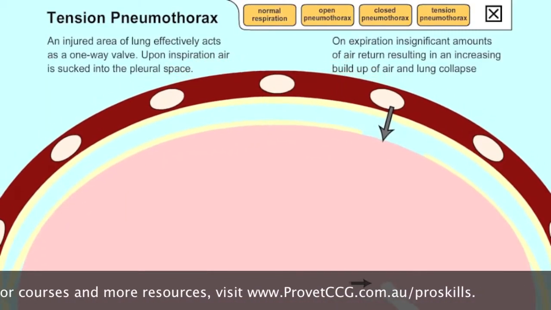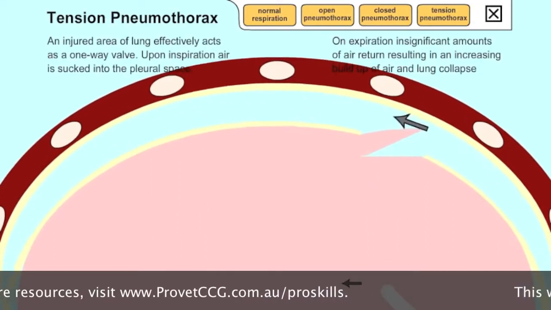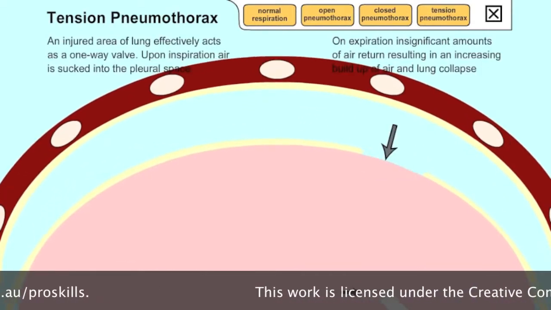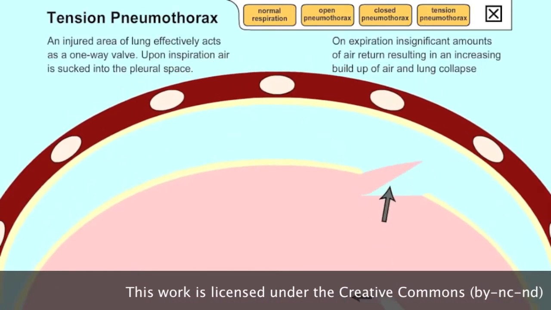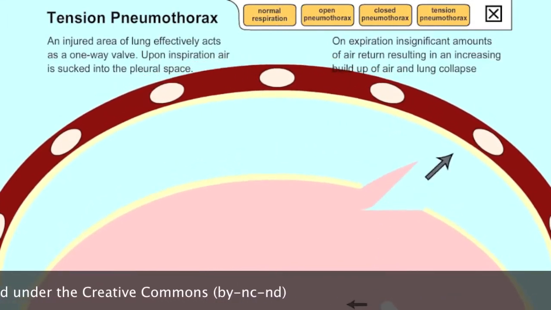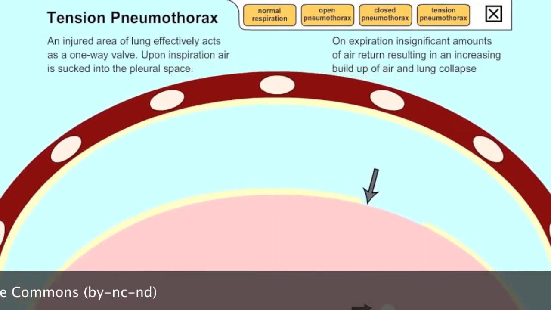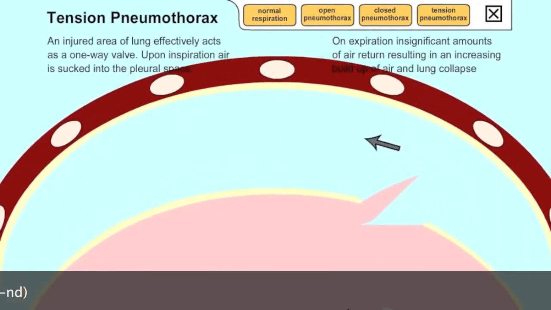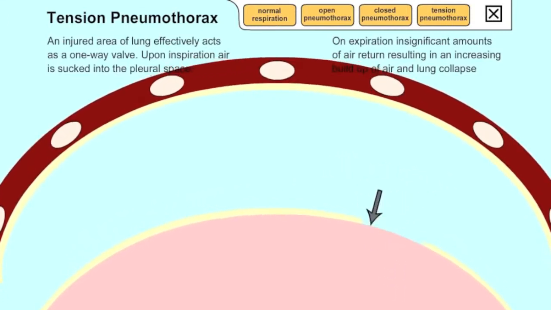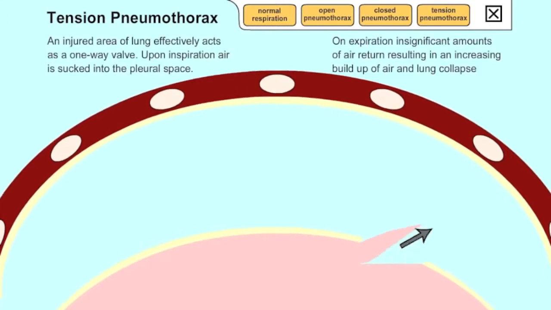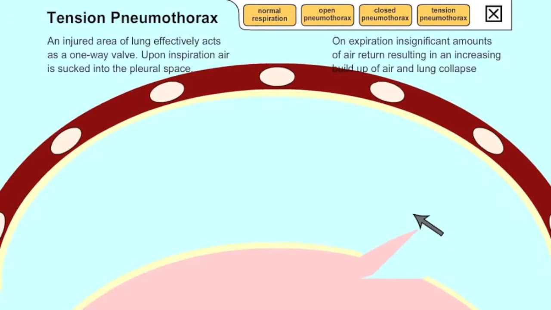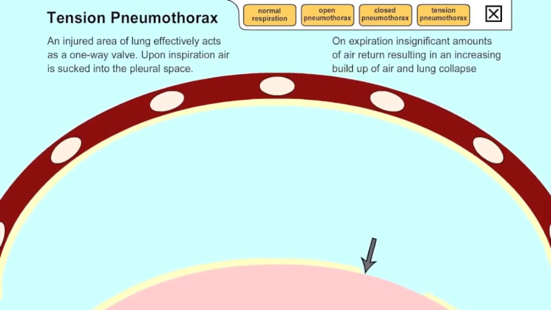Now, the tension pneumothorax, this really is one of the most life-threatening pneumothorax categories. And what's happening is we have an injured area of lung, and it's effectively acting as a one-way valve. So when the animal breathes in, air is sucked into the pleural space. And when the animal breathes out, insignificant, so tiny amounts of air return. And what happens is we get an increase of air between the lung and the pleura, and the lung will eventually collapse.